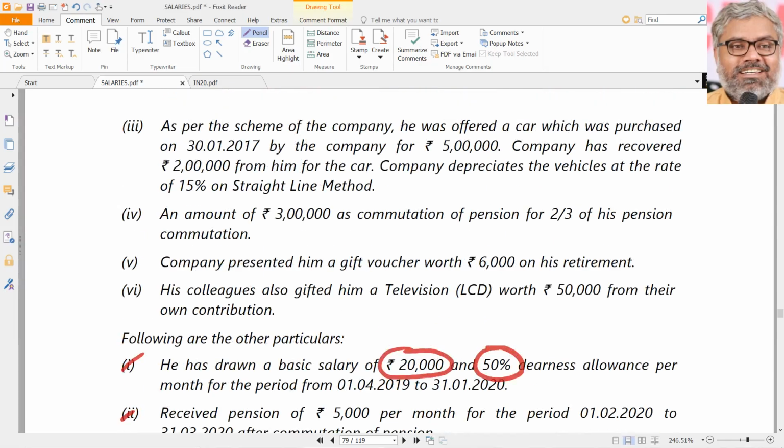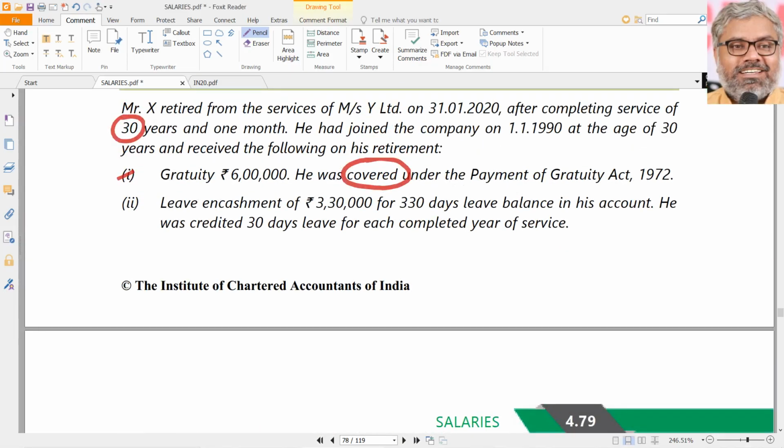Then about leave encashment. Leave encashment, how much did he receive? 3,30,000 rupees he has received for 330 days leave balance in his account. And he was credited 30 days leave for each completed year of service, which is in line with the Income Tax Act. So there is nothing else for us to separately calculate. Already he has been credited with 30 days only. After 30 years of service, let us say 30 into 30, 900 days he would have been granted. And 330 days is the balance. That means 570 days he would have availed.